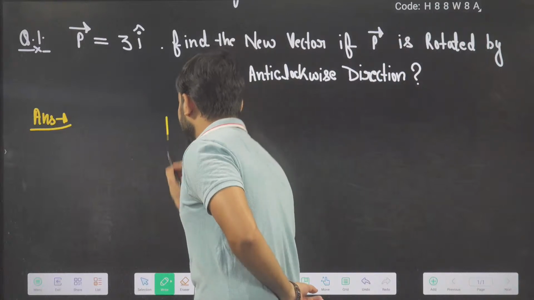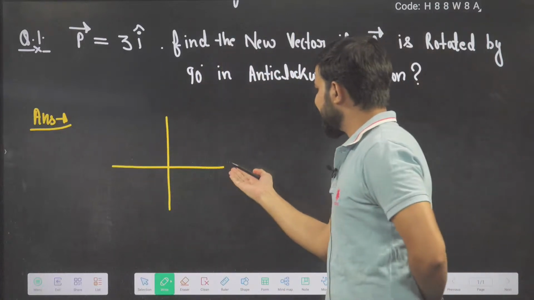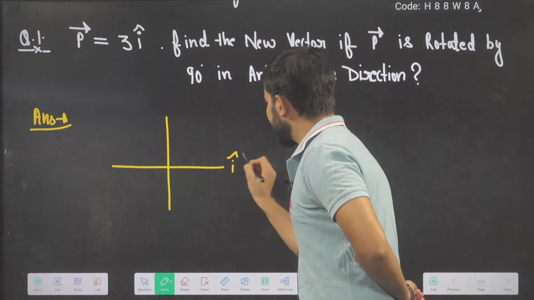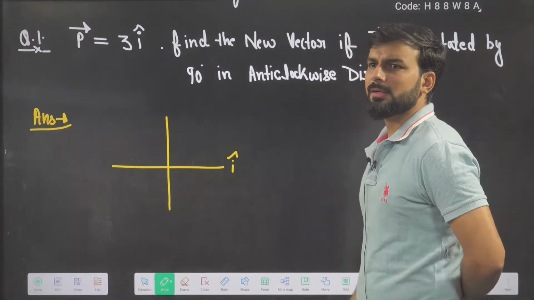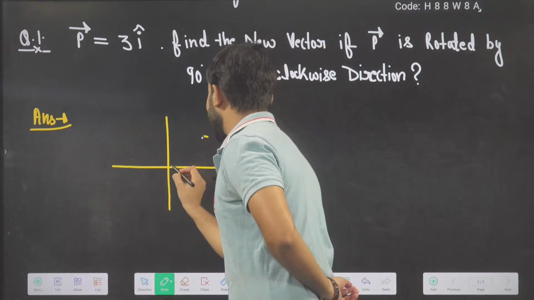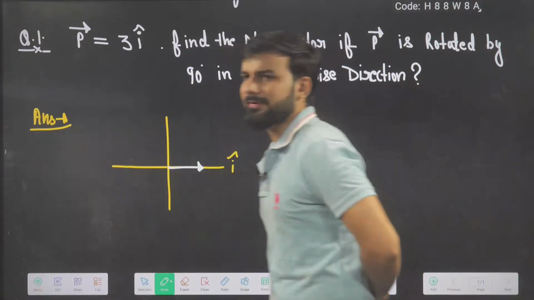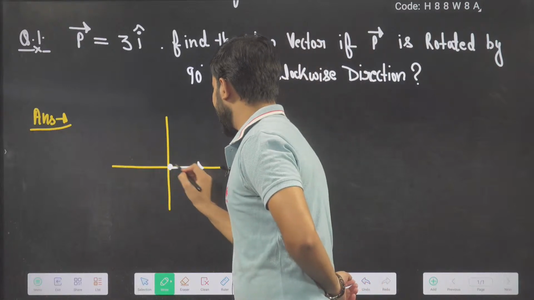So beta, see, this is the xy axis, right? And for this I will call it i cap. So where is my P vector initially? My P vector initially is along the x-axis. Here it is lying. This was the P vector. Now how much have I rotated it?